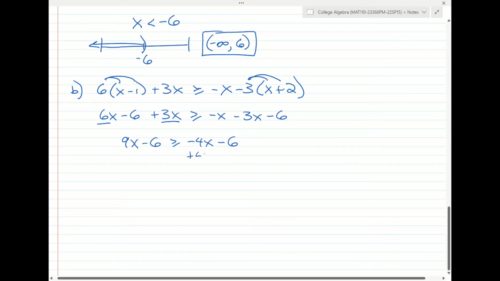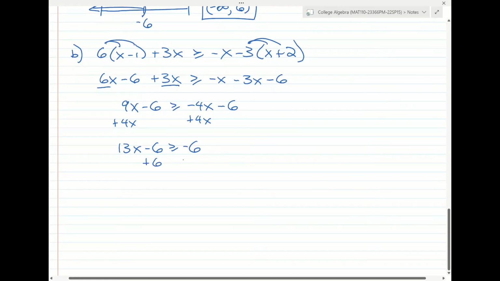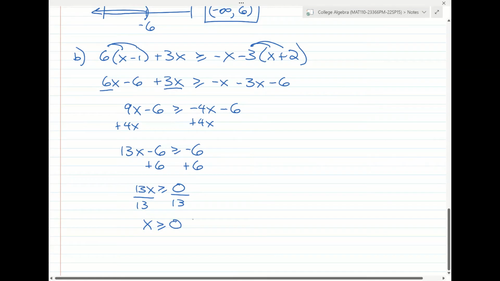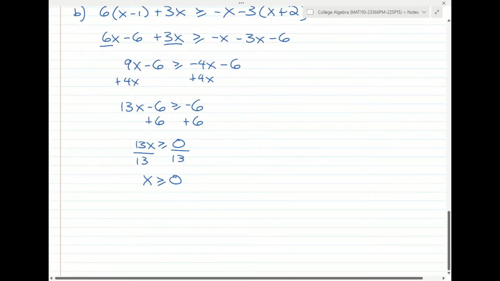We could add 4x to get all the variables on one side. Add 6 to get the numbers on the other side. And just divide by 13 to finish this problem. Since 13 is positive, we just leave the inequality the way that it is. And we would go ahead and graph this to figure out how to write it. So we start at 0, it would be a bracket pointing to positive infinity.